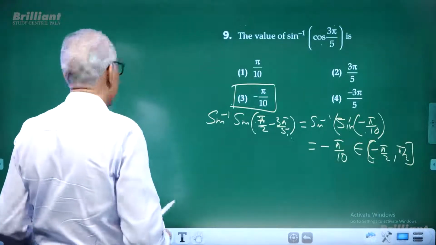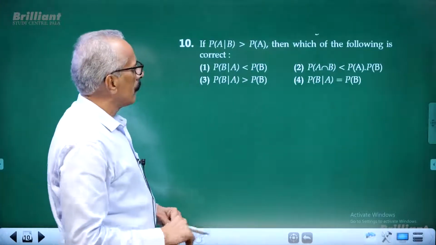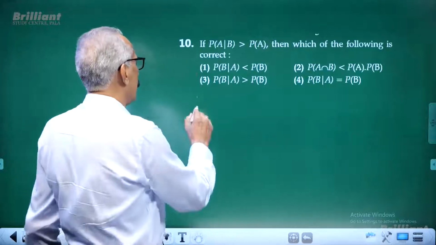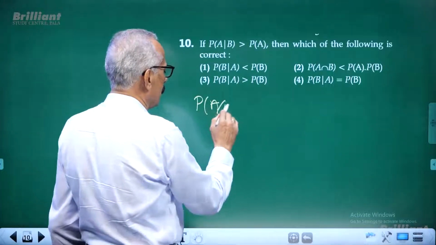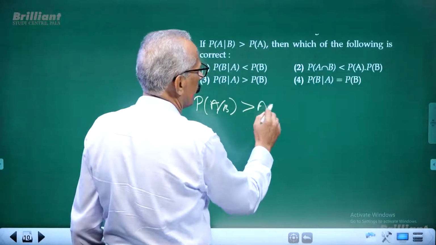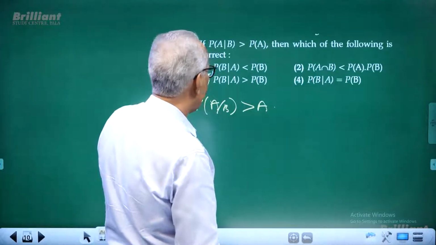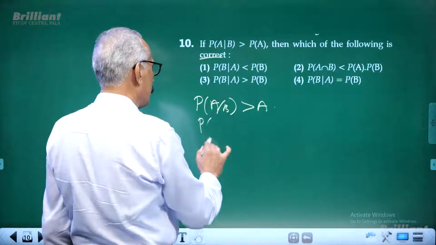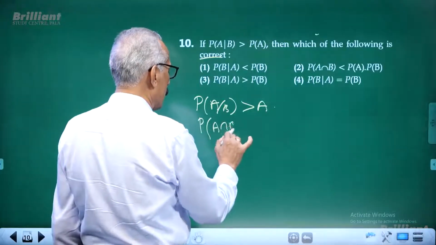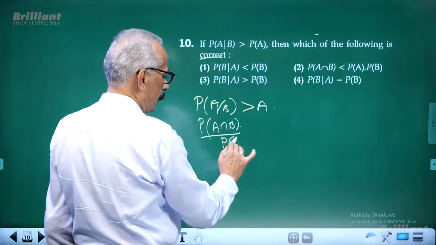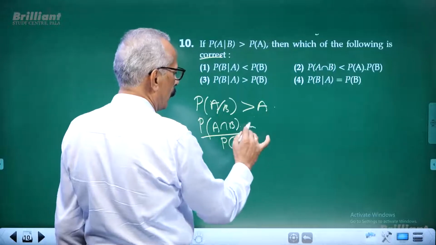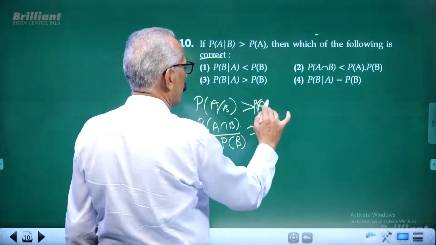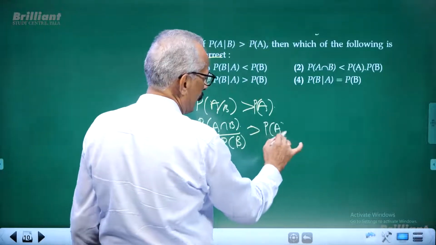On to the next question. It is a similar question. Probability of A given B is greater than P(A). Then which of the following is true? What is this? This is probability of A intersection B divided by probability of B is greater than probability of A. This is what we have done now.